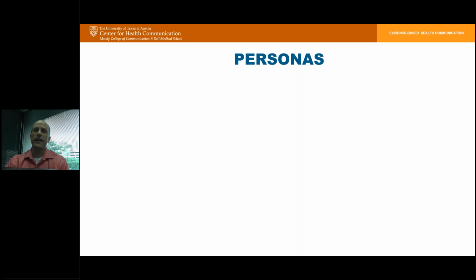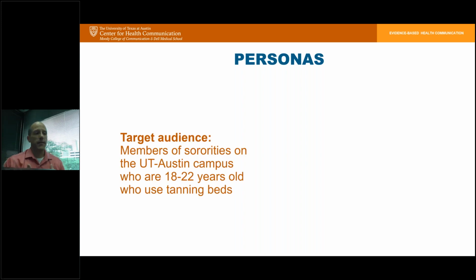And so the students all got to dig into this. One of the teams talked about their target audience, like they did all their research, and the audience they got to was this: members of sororities on the UT Austin campus who are 18 to 22 years old who use tanning beds. That's a good audience for this project. It's a population that is using the tanning beds and all the things that flow from this. It's a good target audience, and their ideas were fine.